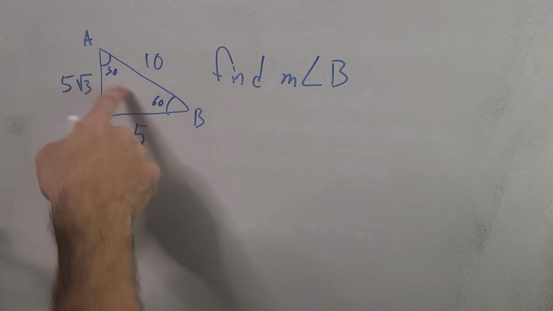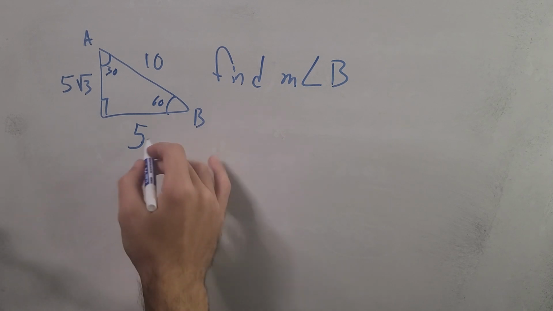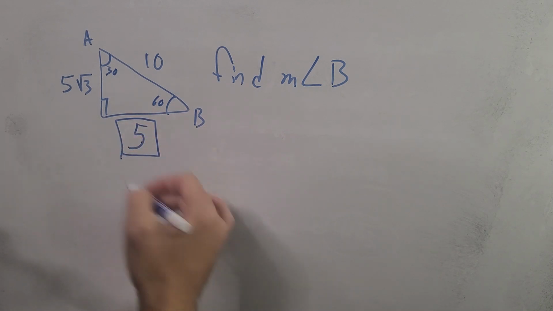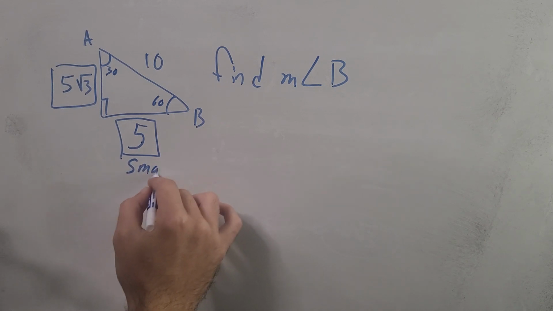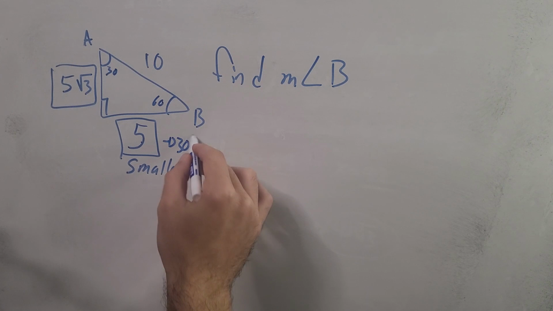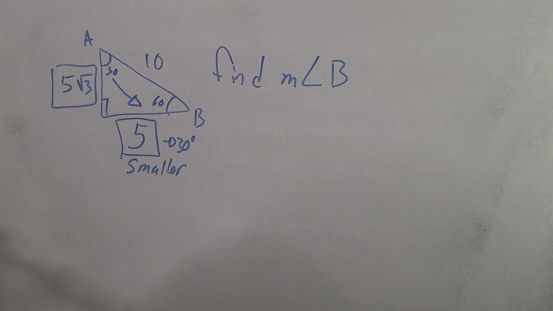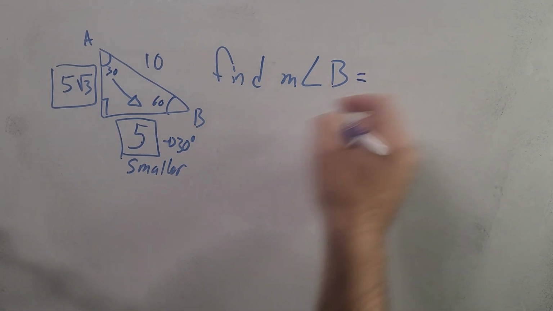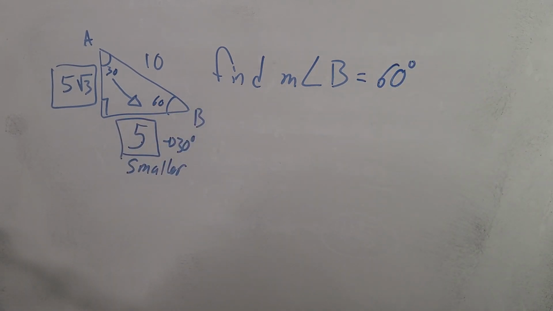So in case I lost you at this part, labeling which one is 30 and which one is 60, remember, this 5 is smaller than 5 square roots of 3. The 5 is smaller, so the 30-degree angle needs to go across from this side. See that? The angle does not correlate with the side that it touches. So to finish the answer, the measurement of angle B is 60.